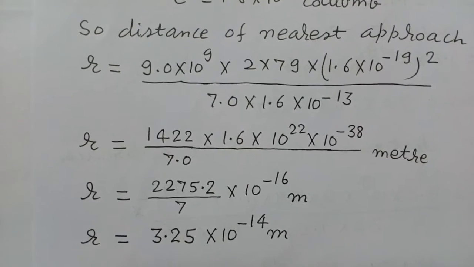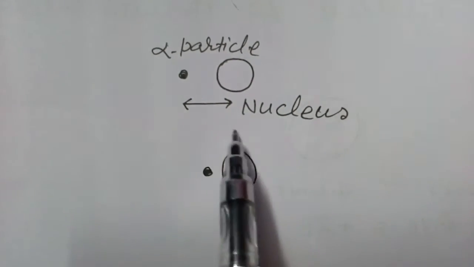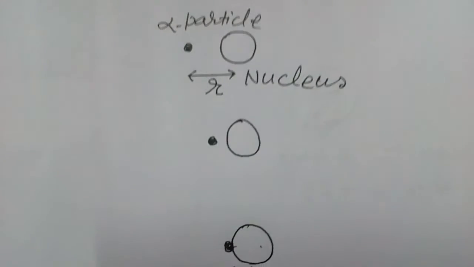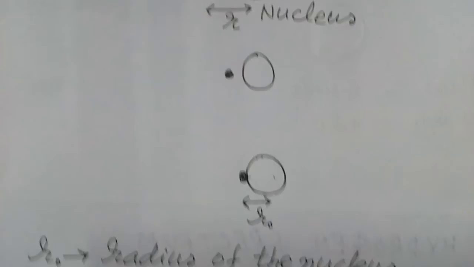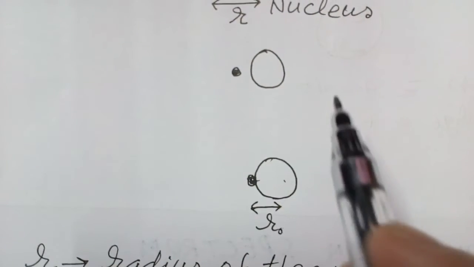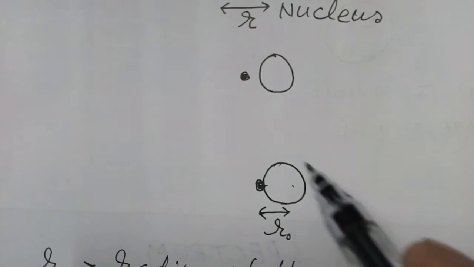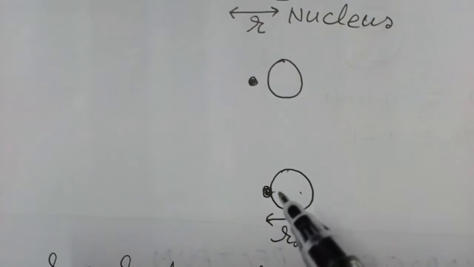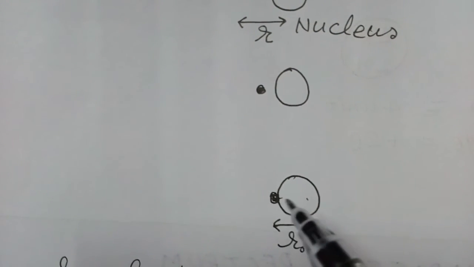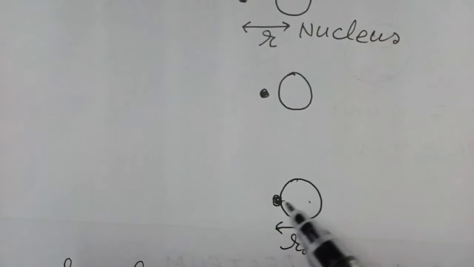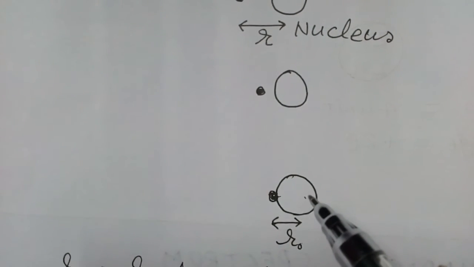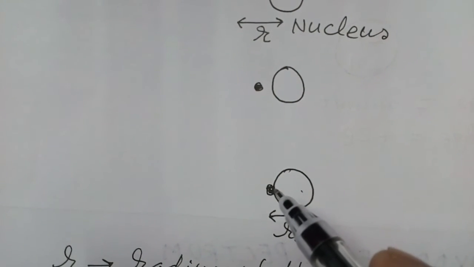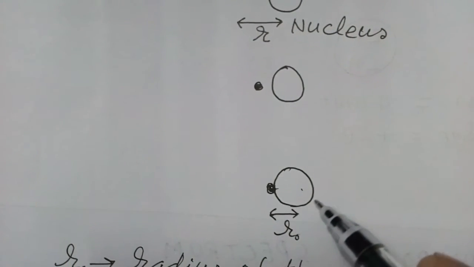Now if we increase the kinetic energy, then this r will further decrease, and when the value of r is small, the alpha particle comes into the influence of nuclear forces. Nuclear forces are attractive in nature, and the nuclear force between two positive charges, for example protons, is very strong as compared to the repulsive Coulombian force between two protons. So the alpha particle comes into the influence of this nucleus.